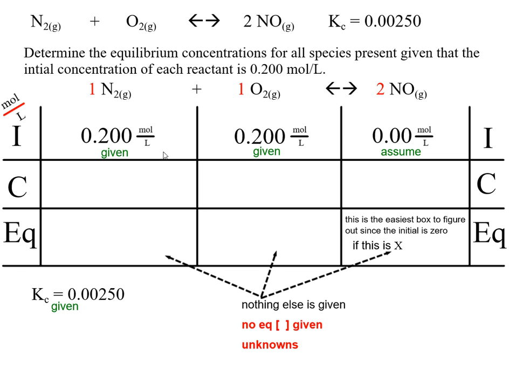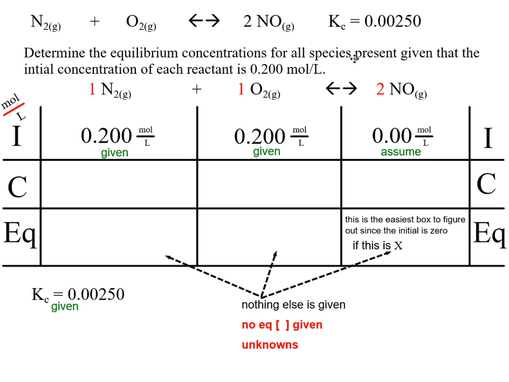Okay, determine the equilibrium concentration for all the species given the initial concentration. Again, they gave us something initial, therefore I need an ice table. Everything is given in moles per liter, so I didn't need to calculate this. This is already in moles per liter for my reactants, and each reactant is the same. Nothing was mentioned about the product, so I will assume 0.